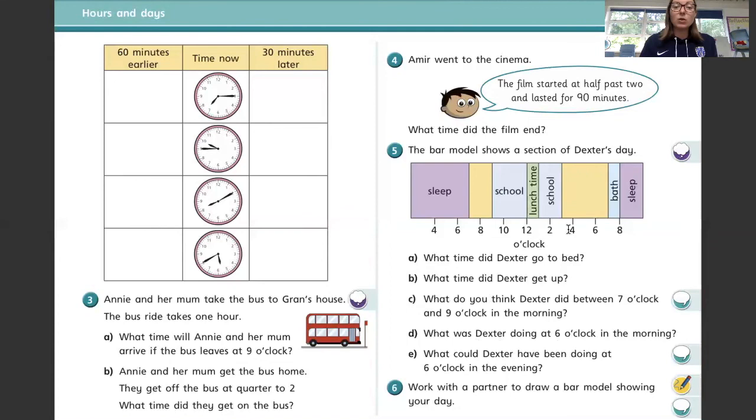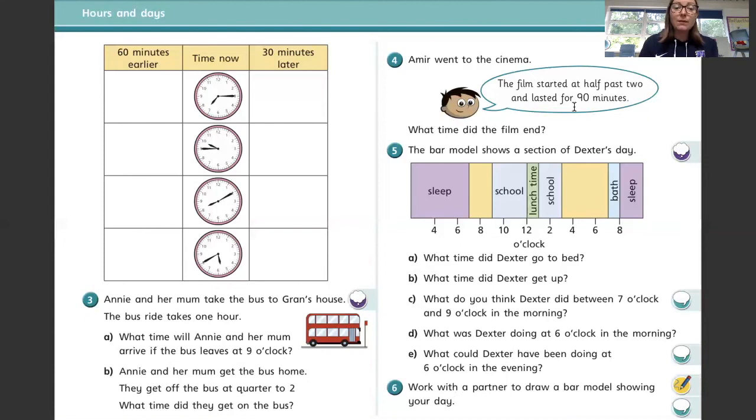So again, think about your day. What happens in your day at 6 o'clock in the evening? Here it says, work with a partner to draw a bar model showing your day. So you could draw out a graph exactly like this and plot on what you are doing to show your day. Okay, I hope that helps.